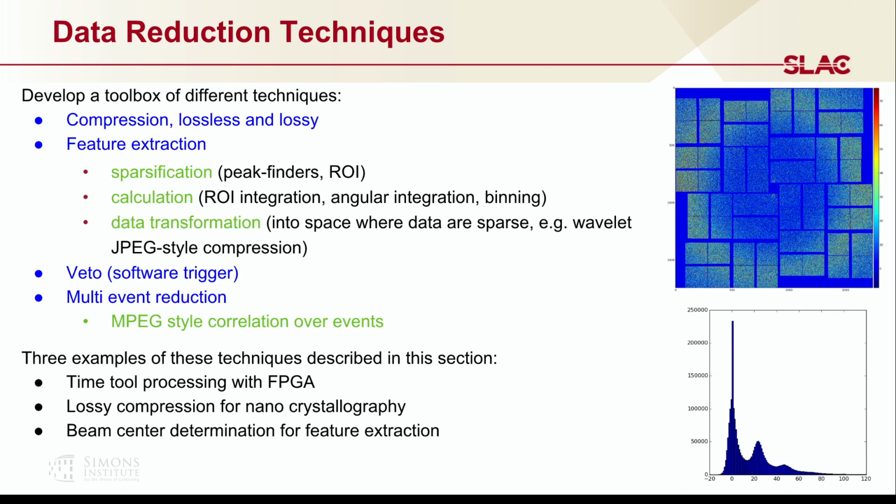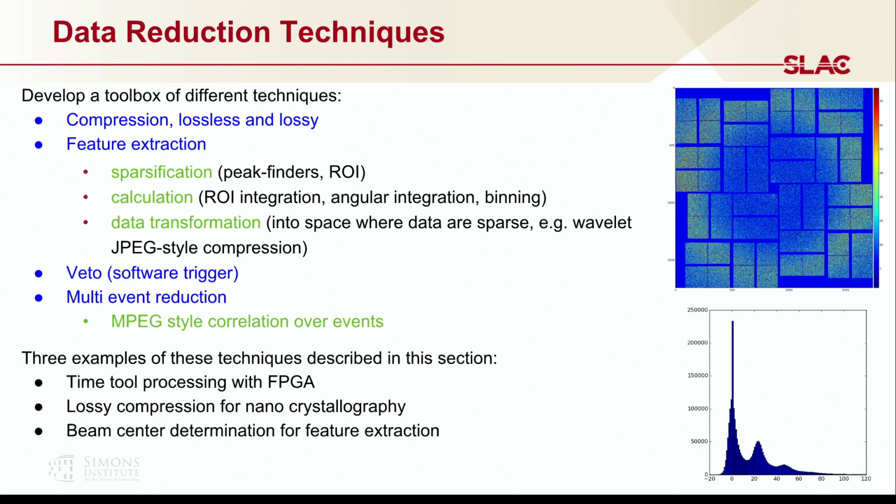In this section, I will talk about 3 examples of these techniques. One is what we call the time tool that we will do in FPGA. This is what calculates the delta between the optical laser and the arrival of the X-ray beam.